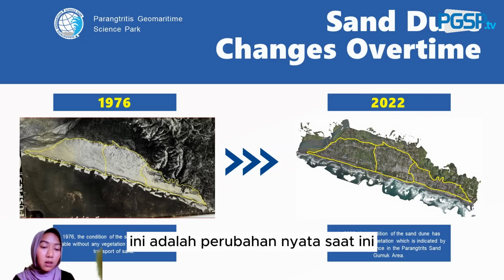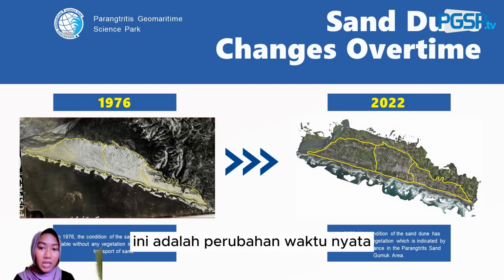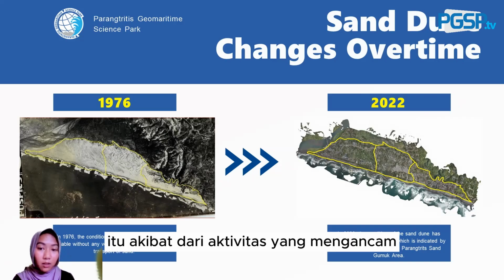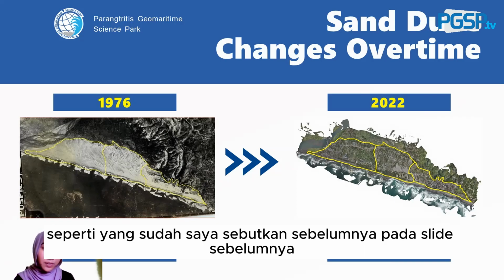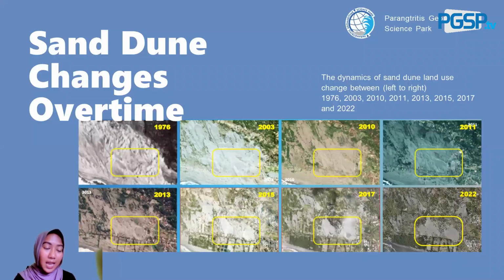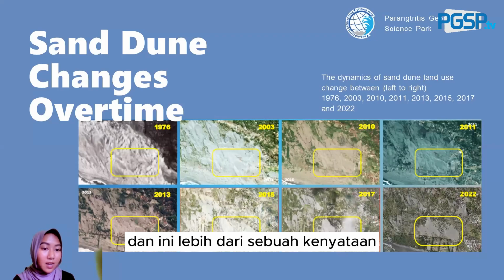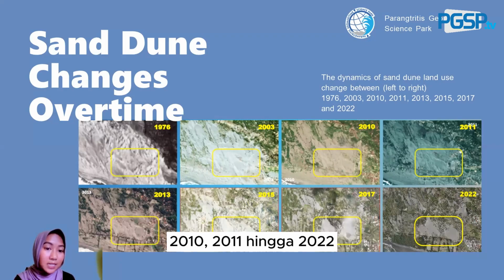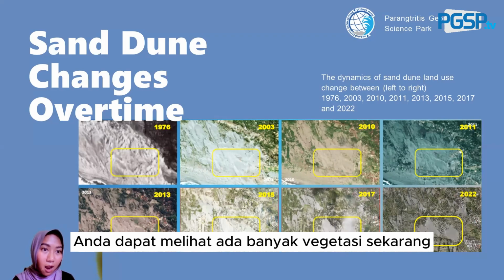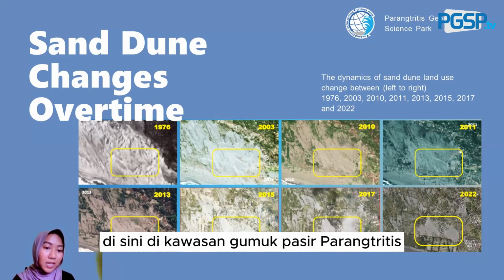This is a real change right now. It's a real time change. It is a result from the activity that threatens the existence of sand dunes, as I already mentioned earlier in the previous slide. And this shows really prominent changes over time from 1976 to 2003, 2010, 2011 until 2022. You can see there is a lot of vegetation now here in the Parangtritis sand dune area.